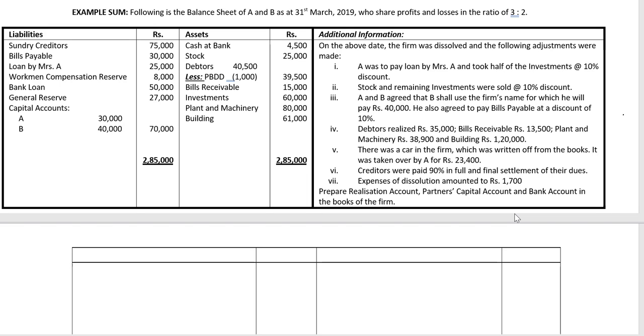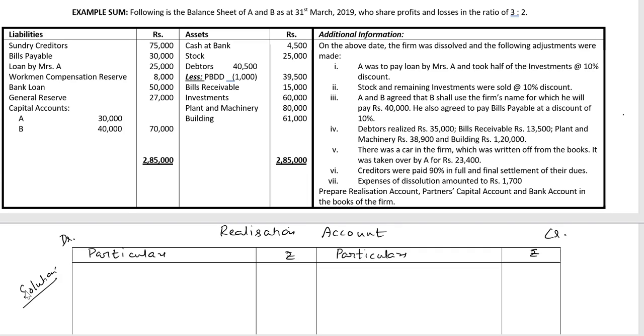So let's go to the solution. Realization account. Left side, debit side, right side, credit side. Particulars, rupees, particulars, rupees.